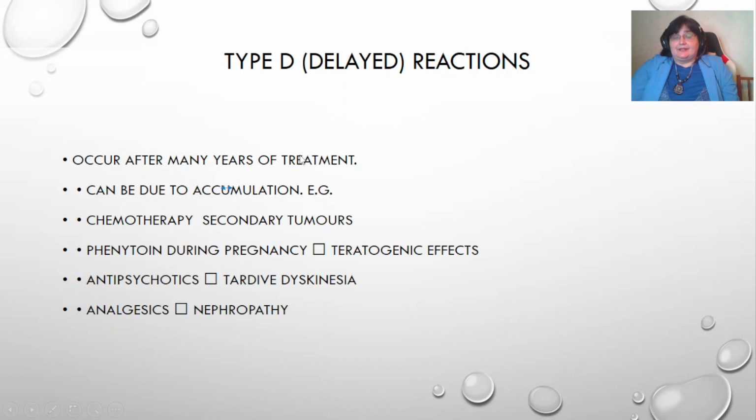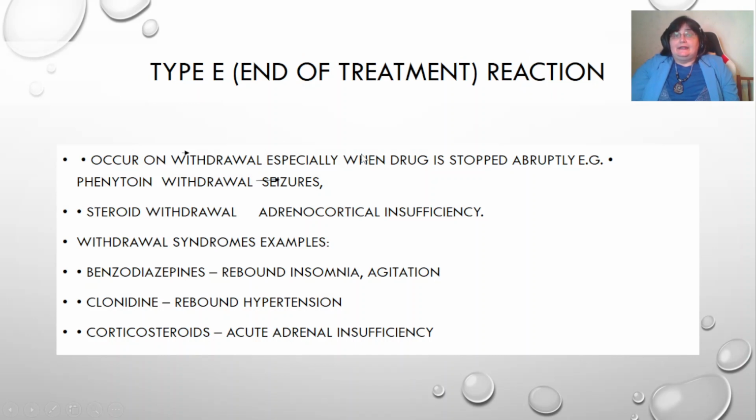Type D delayed reactions occur after many years of treatment and can be due to accumulation: chemotherapy, secondary tumors, phenytoin during pregnancy, for example teratogenic effects, antipsychotics, tardive dyskinesia, analgesics can be a cause of nephrotherapy. Type E end-of-treatment reactions occur on withdrawal, especially when the drug is stopped abruptly. For example, phenytoin withdrawal seizures, steroid withdrawal adrenocortical insufficiency, withdrawal syndromes.